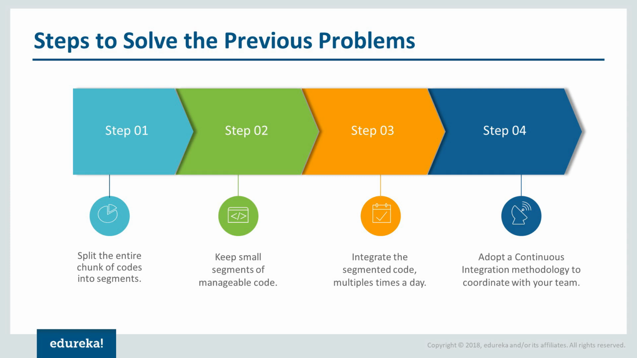And of course, step 4 would be to adopt a continuous integration methodology to coordinate with your team. So when we say that, basically what we mean is that you should have proper automation in place, you should have a testing framework in place, you should have a CI server such as Jenkins in place, you should have a GitHub or a Git repository which helps you integrate all your code, and all the developers can push into a single repository from where the code has to be built by the CI server. So all these things combined make a proper CI ecosystem for you.